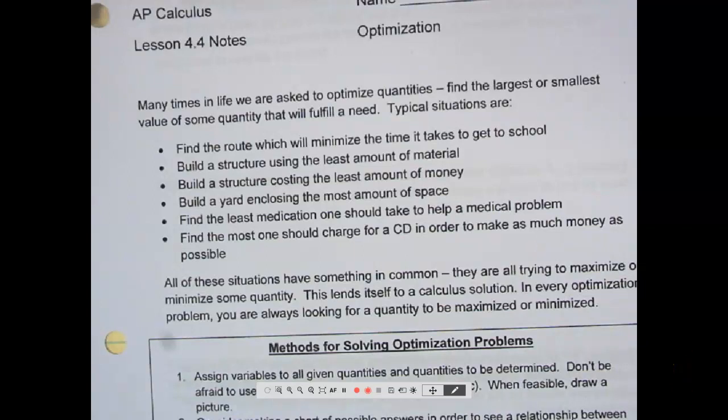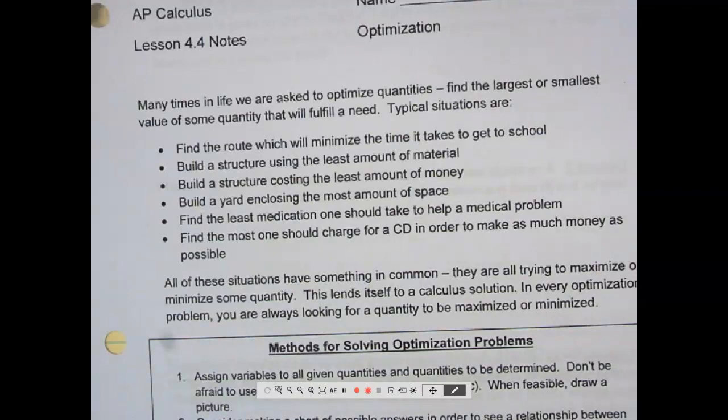Okay, here we go. All right, so for the third time, many times in life we are asked to optimize quantities, find the largest or smallest value of some quantity that will fulfill a need. Typical situations: find the route which will minimize the time it takes to get to school, build a structure using the least amount of material, build a structure costing the least amount of money, build a yard enclosing the most amount of space, find the least medication one should take to help a medical problem, find the most one should charge for a CD in order to make as much money as possible.